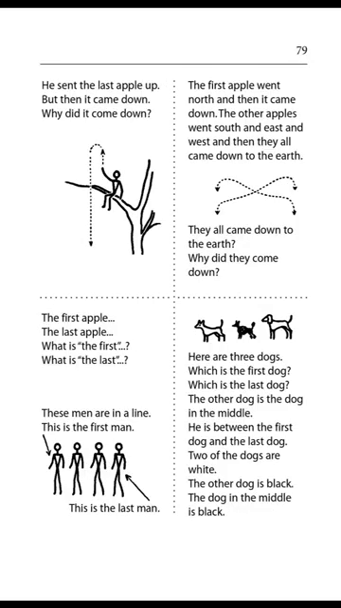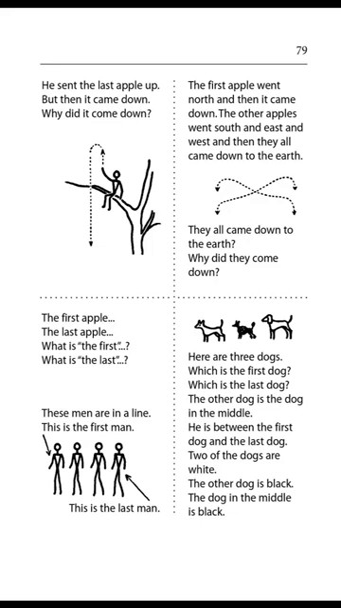Page 79. He sent the last apple up, but then it came down. Why did it come down? The first apple went north and then it came down. The other apples went south and east and west, and then they all came down to the earth. They all came down to the earth? Why did they come down? The first apple, the last apple. What is the first? What is the last?